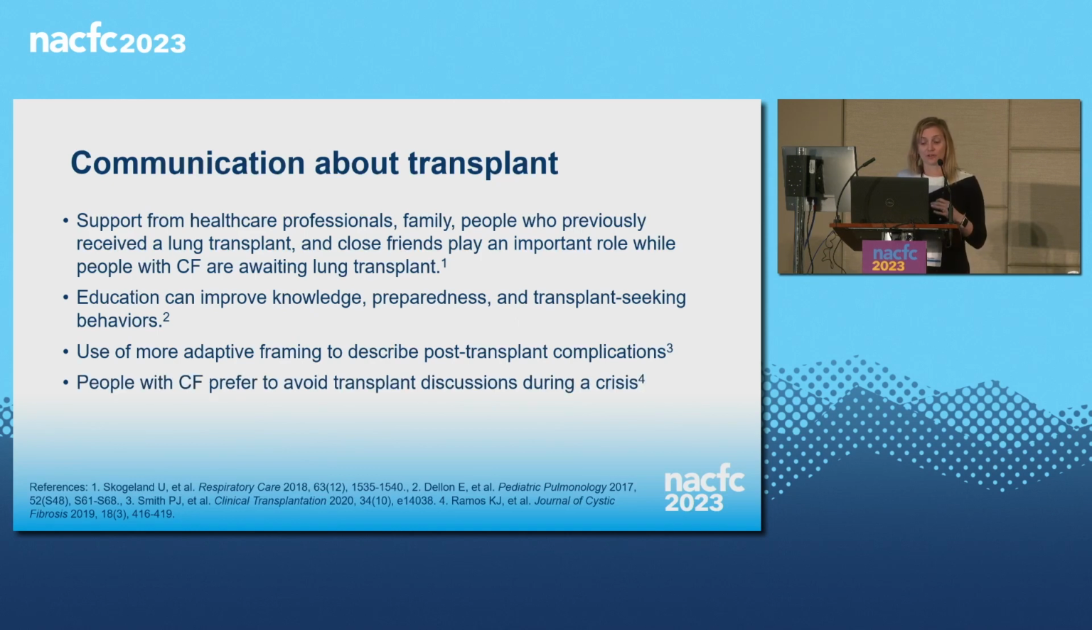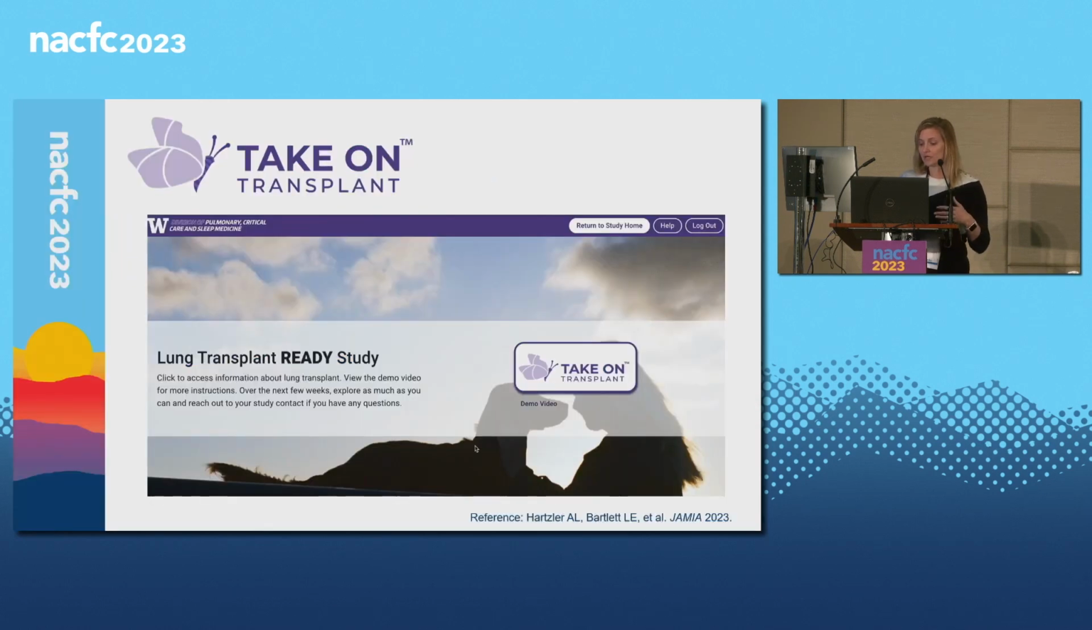People with CF prefer to avoid having transplant discussions during a crisis, and so it's better to talk about it when they're not having a hospitalization for an acute exacerbation. So there are 2 prior decision aids that exist for lung transplant for people with CF, but one is out of date and no longer accurate, and the other was more focused on end-stage lung disease decisions related to mechanical ventilation and transplant.